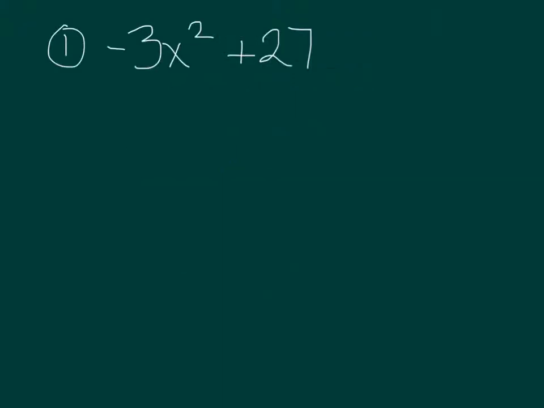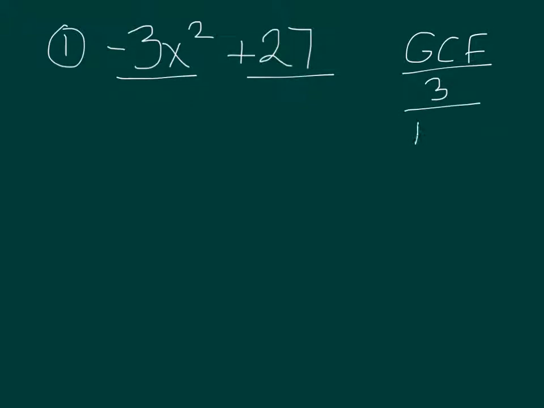Okay, here's our first problem. Number 1, we have negative 3x squared plus 27. The first thing we want to do is find our GCF. Our GCF, remember, is our greatest common factor, the biggest thing that goes into both of these terms. So I'm going to look at these two numbers, a negative 3 and a 27. Our smaller number is 3.